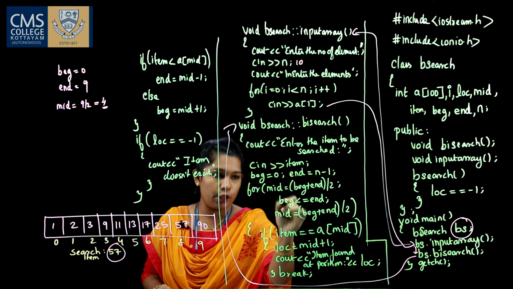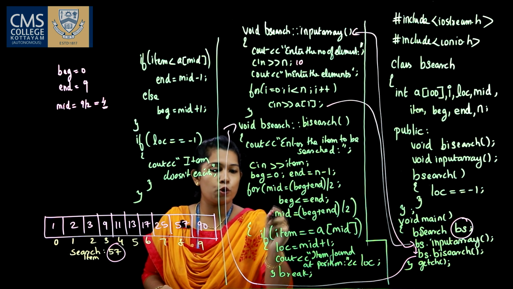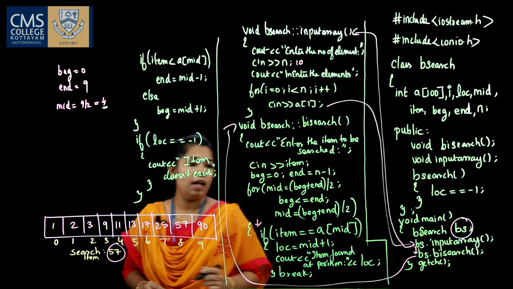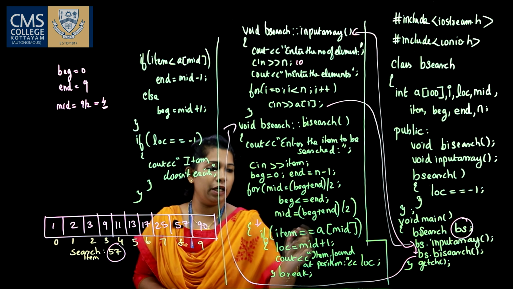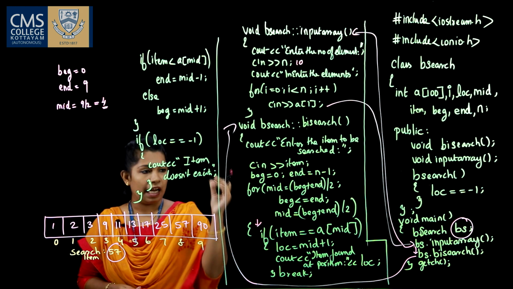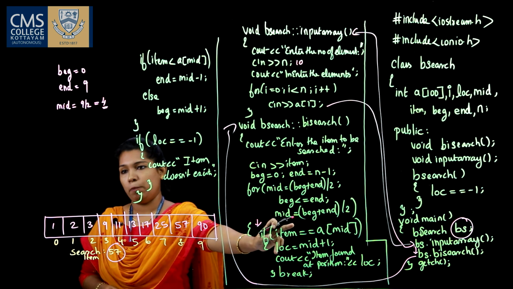So beginning is 0, 0 is less than or equal to 9, condition true. So it will come inside the for loop. Inside the for loop I will check item double equal to a of mid. So what is our procedure for doing the binary search? I will find the mid position, then I will compare my search item with the mid position value.